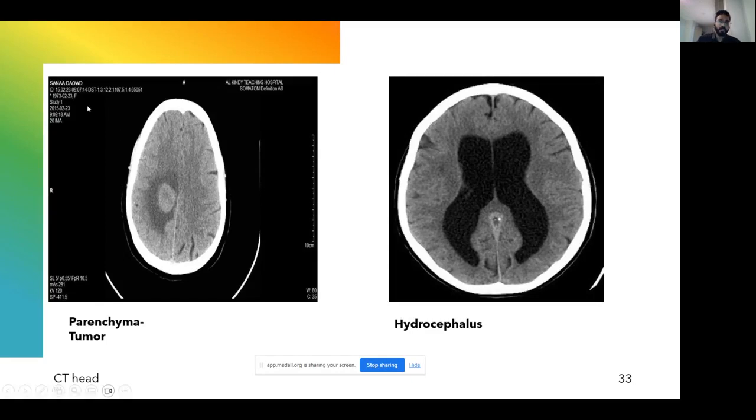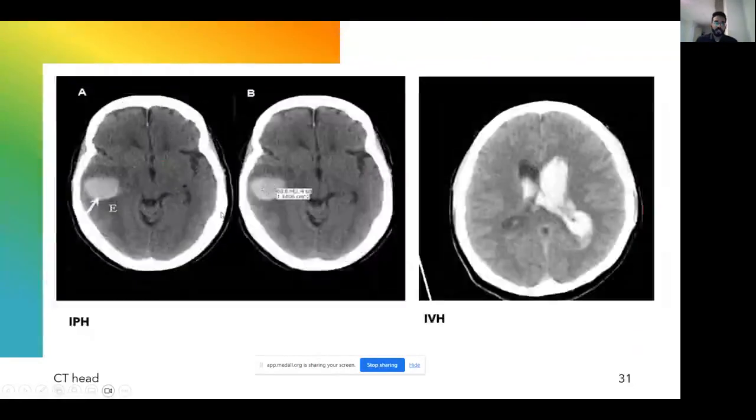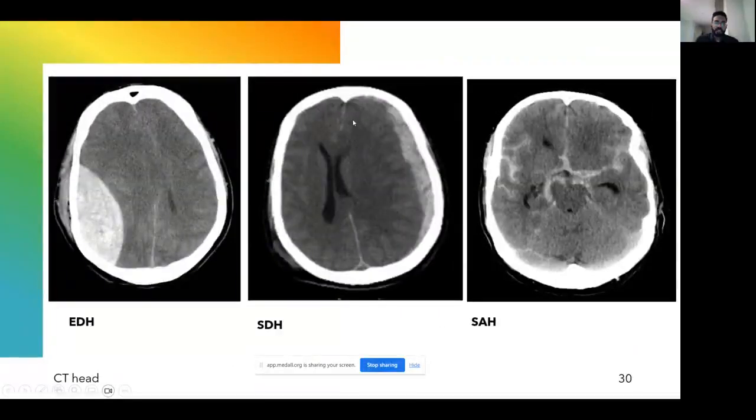Another thing that you need to keep in mind is the midline, if there is any midline shift. So look at this image. You can see the midline being shifted quite obviously here because of the SDH on this side.